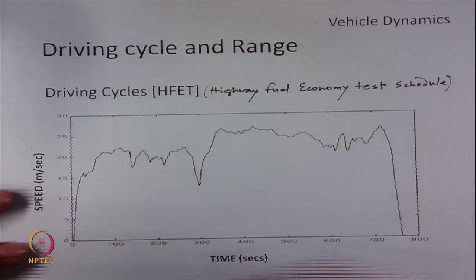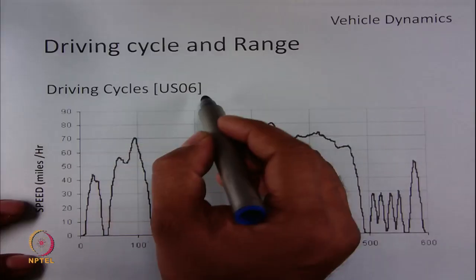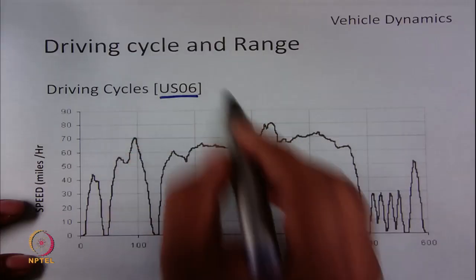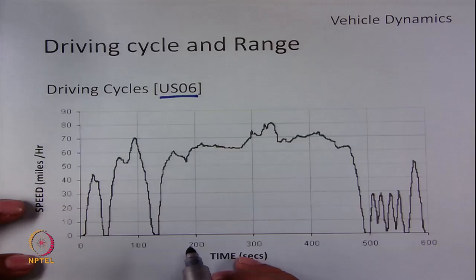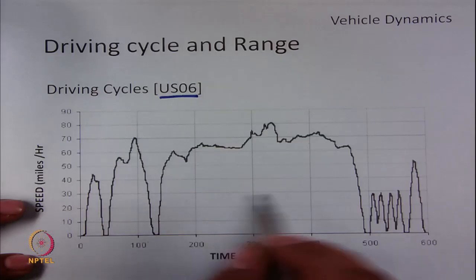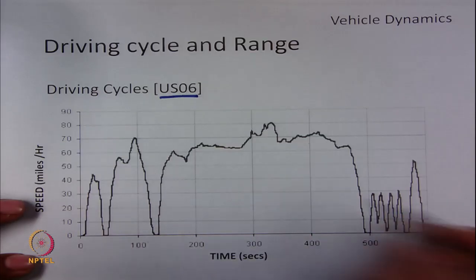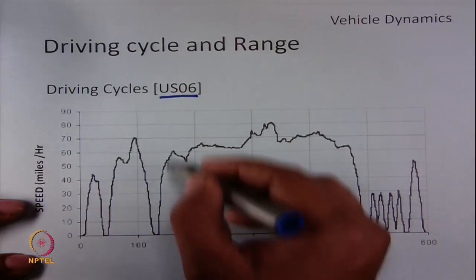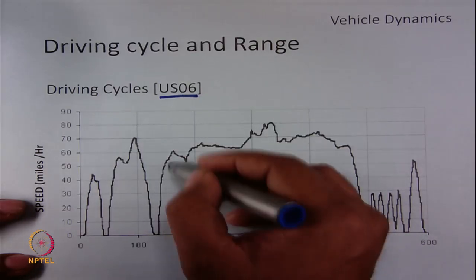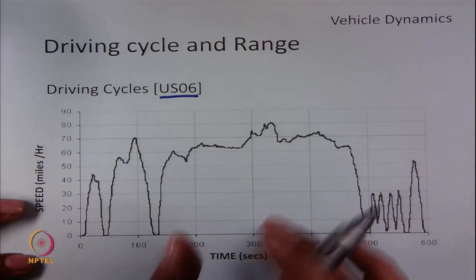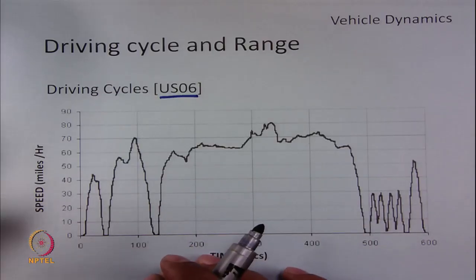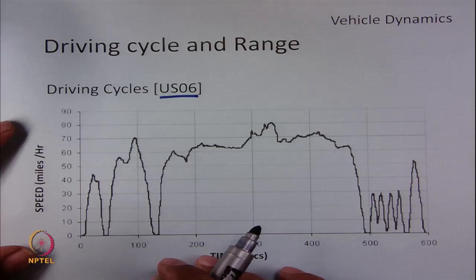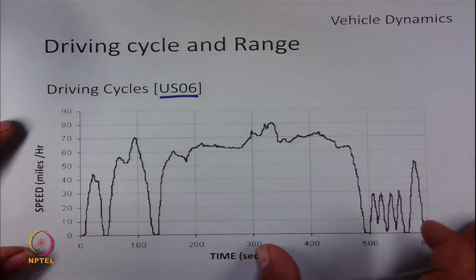There is another driving cycle which is known as US06. So, it takes care of highway conditions and even some of urban conditions, and it has very high variation of dV by dt. So, this acceleration is very high. So, it is quite a rigorous driving cycle as per vehicle performance is concerned.